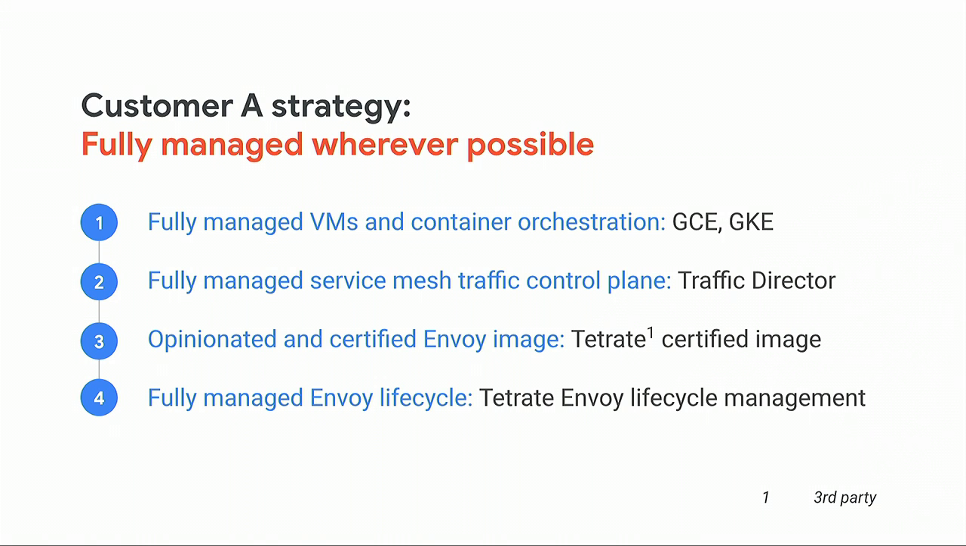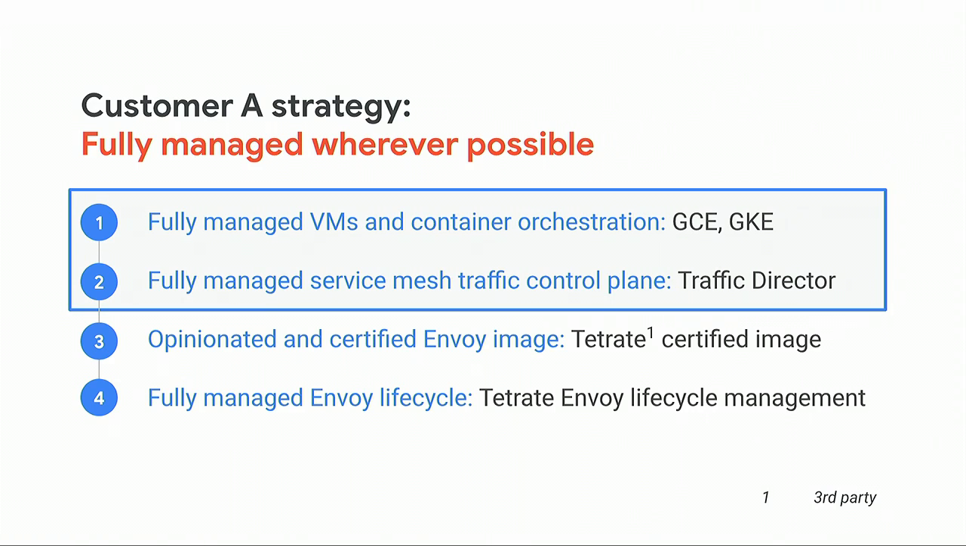So here is the approach they took. Essentially, for container orchestration, they use GKE, which is Google Kubernetes Engine. For the service mesh traffic control plane, they are planning to use Traffic Director, which just went beta yesterday. For the opinionated and certified image, they used an image from Tetrate. And then for the Envoy lifecycle management, they plan to use a Tetrate solution as well, and we'll talk about it shortly. So I'm not going to deep dive a lot into GKE because there are several excellent talks on it. I highly recommend watching them.